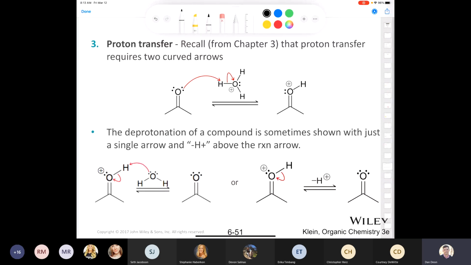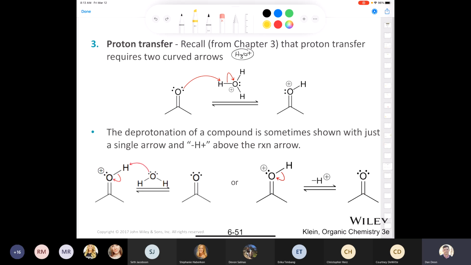Proton transfer, this is kind of acid base here. A proton transfer requires two curved arrows. So if we have hydronium in solution, so this is just H3O plus, it's just the Lewis structure of it right here, okay? If we have hydronium, we know that hydronium is a strong acid. It's got a pKa of around minus 1.7 or minus 2 is fine.